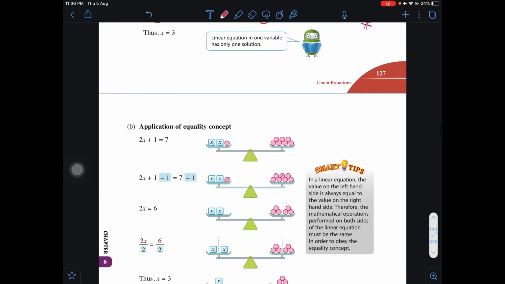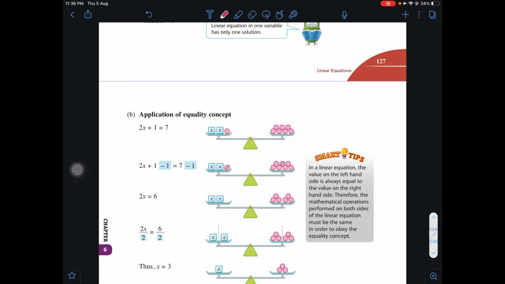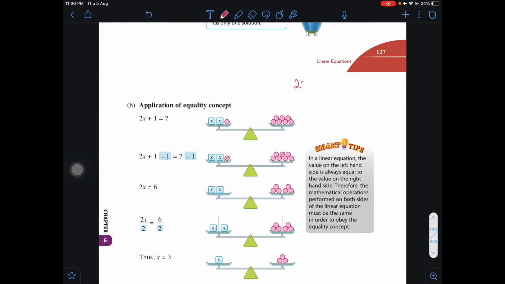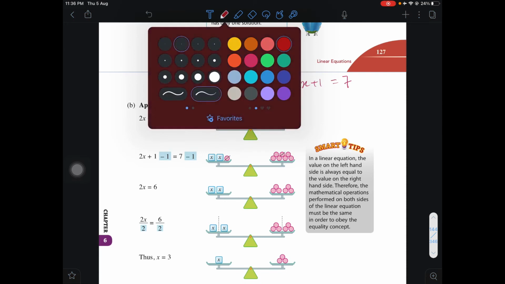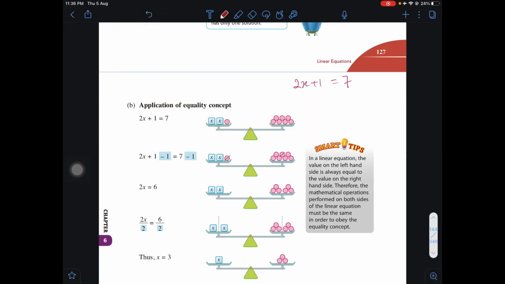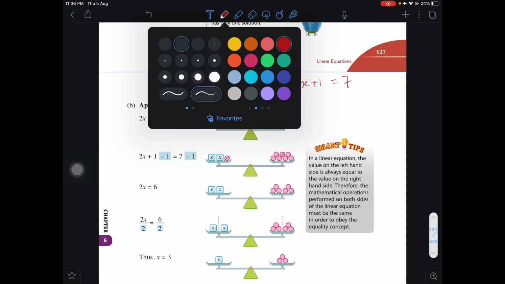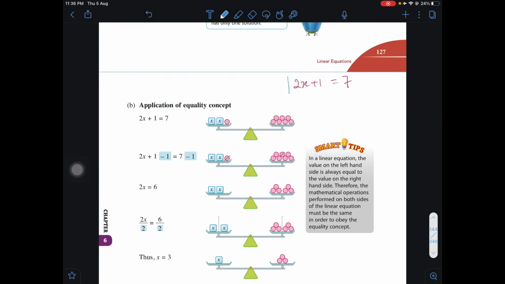Okay, so this one I very recommend you to use. So 2x plus 1 equal to 7. Okay, how do we find x? First of all, to find x, you have to remove the numbers next to the x. So what number do we not need on this side? We do not need that 1, right?